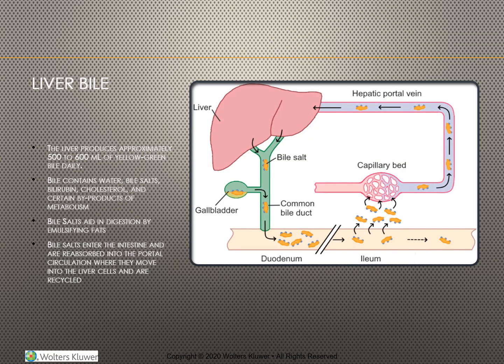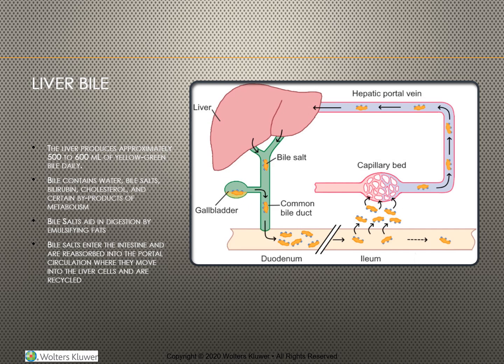So let's talk a little bit about liver bile. Bile is produced by the liver and has many important functions. The liver produces about 500 to 600 mLs of this yellowish green bile every day. It contains water, bile salts, bilirubin, cholesterol, and certain byproducts of metabolism. The main function of the bile salts that are contained within the bile is to aid in the digestion and emulsification of fats that we eat.